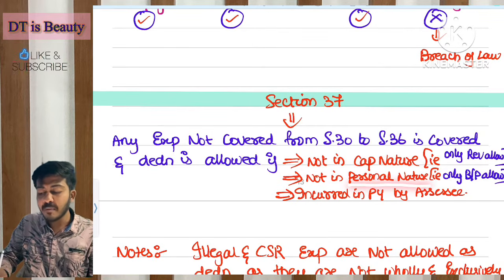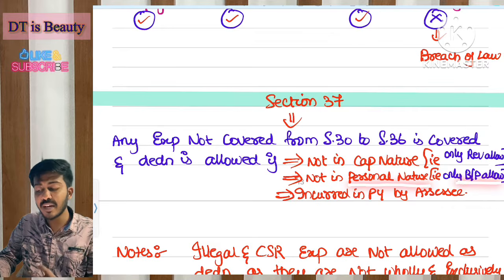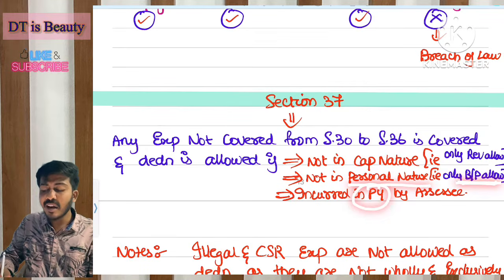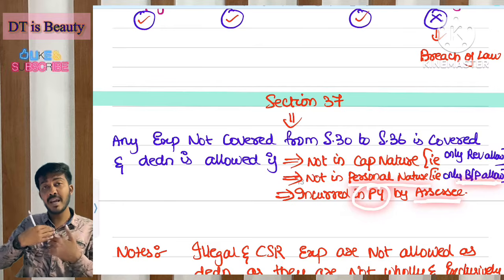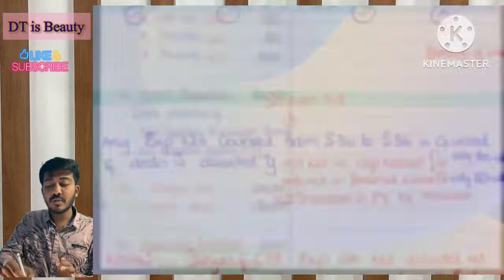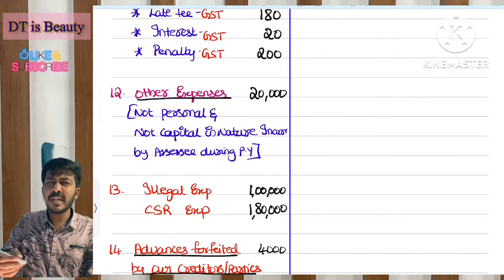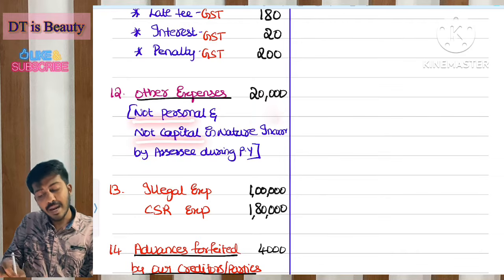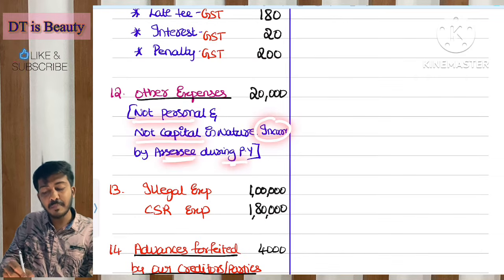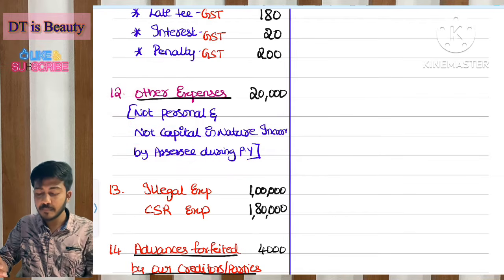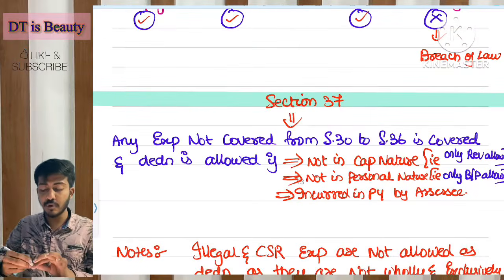It should not be in personal nature. It should be wholly and exclusively related to business or profession purpose, and it should be incurred in the current previous year, and it should be incurred by the assessee himself, not some third person. Simple. So let us go and see. They have given some expense in the exam which is not personal and not capital in nature, and it is incurred by Suku in the previous year. Happily you can take this as deduction. Simple.